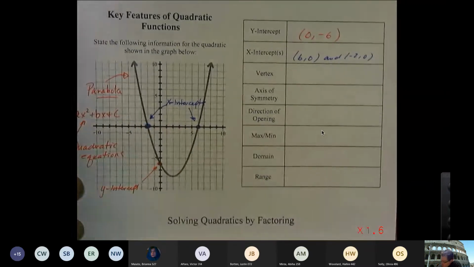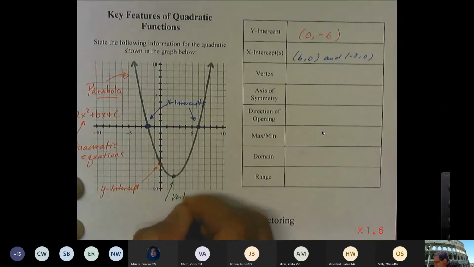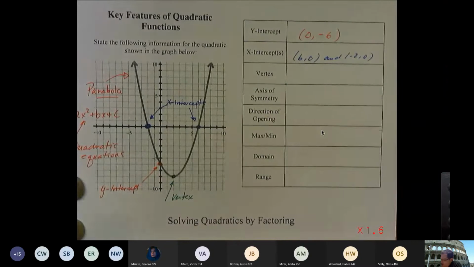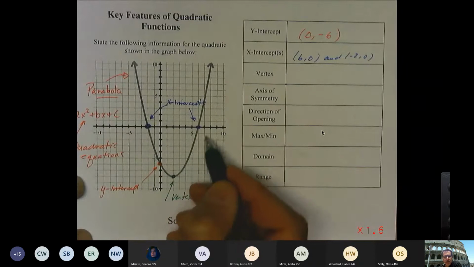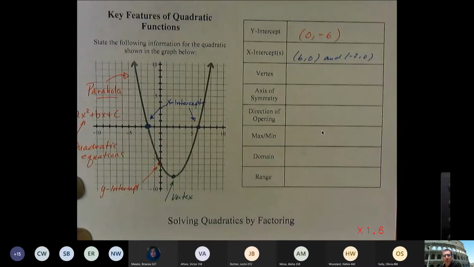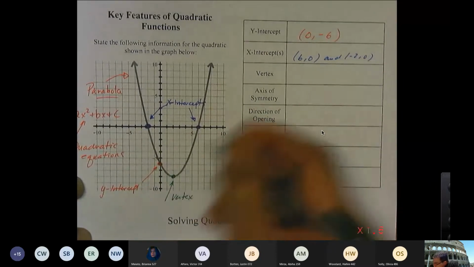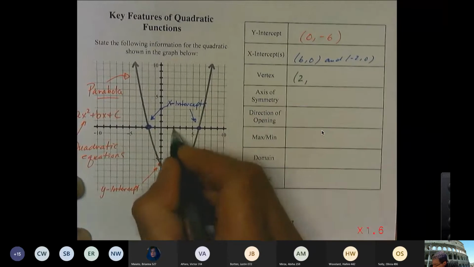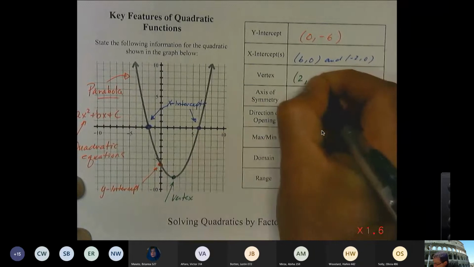The vertex. The vertex is the place where it changes direction. So this is decreasing, decreasing, decreasing, decreasing, and then it starts to increase, increase, increase, increase, increase as we move left to right. So the vertex in this particular case is the lowest point of this parabola because this particular parabola opens up. But that is your vertex, and it is at the coordinates (2, -8).